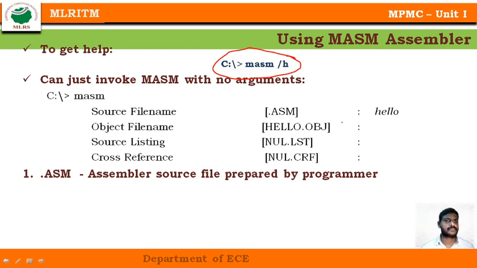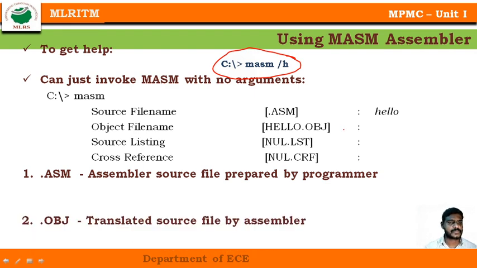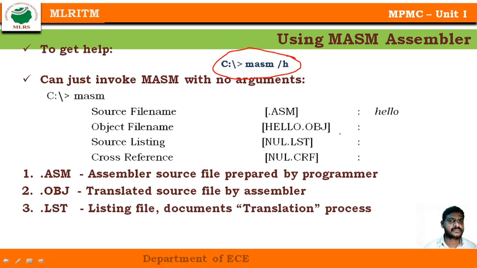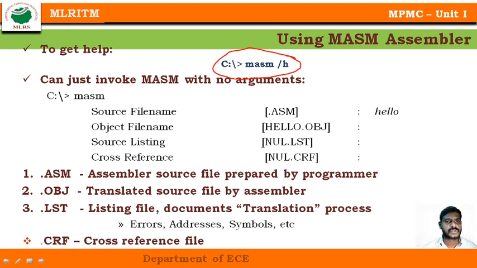As you write a program, it needs to be stored with the extension ASM, which is called an assembler source file. Then we need an object file, which is the source file translated by an assembler. Then we have a listing file, a document of the translating process, and CRF is a cross reference file. So the programmer only writes the program in the .asm file. Other things will be taken care of by the processor.